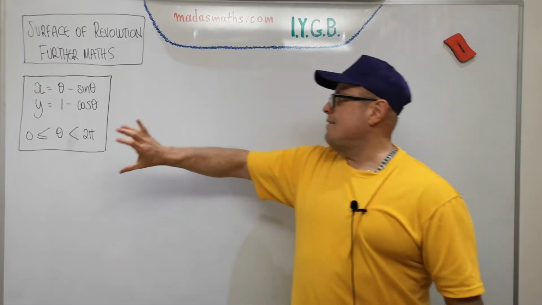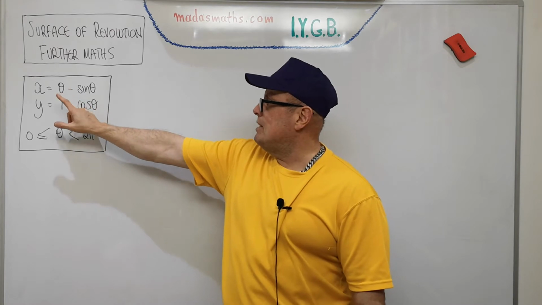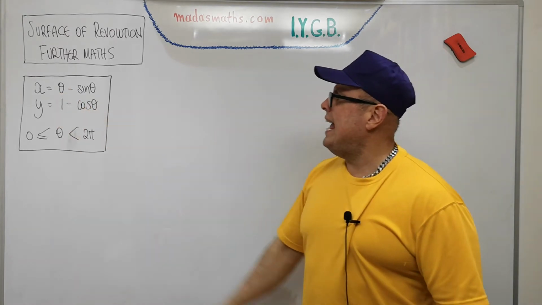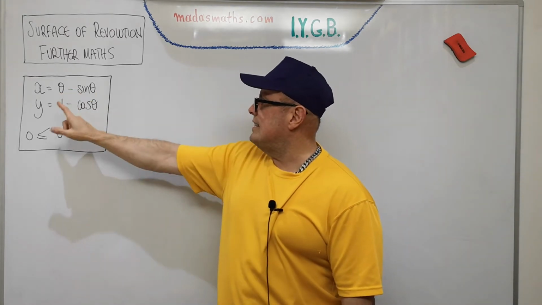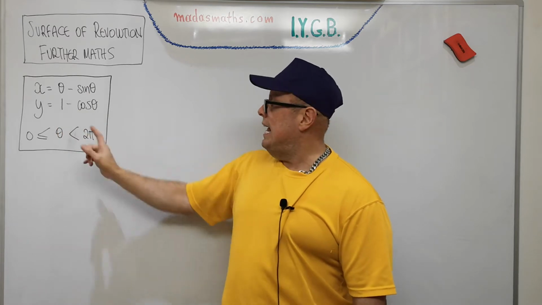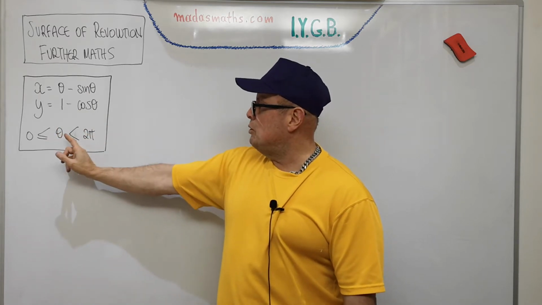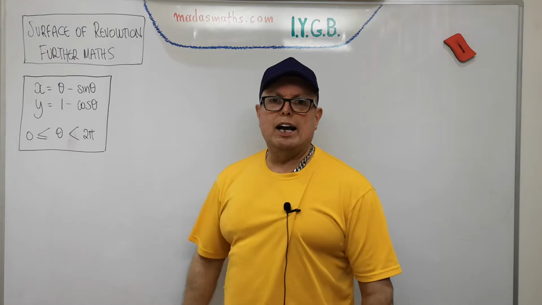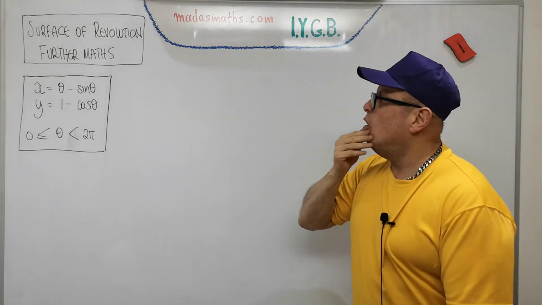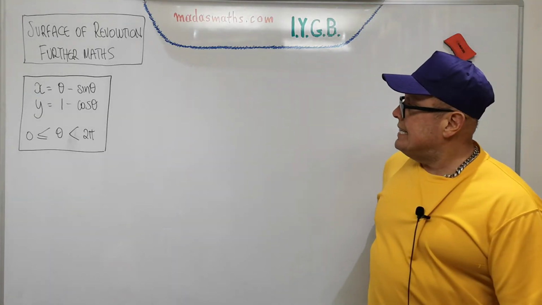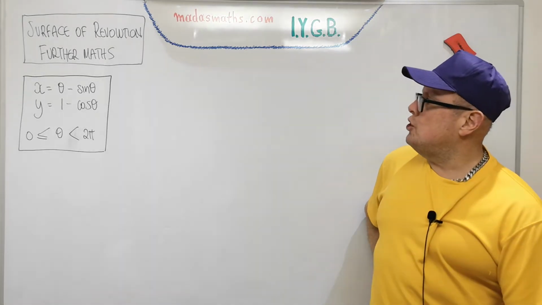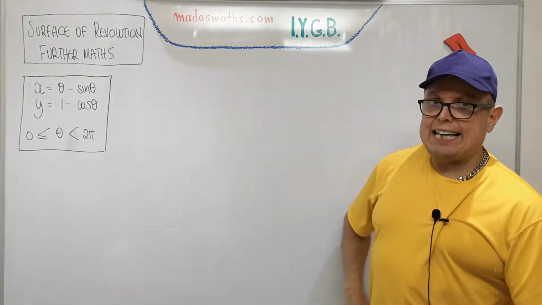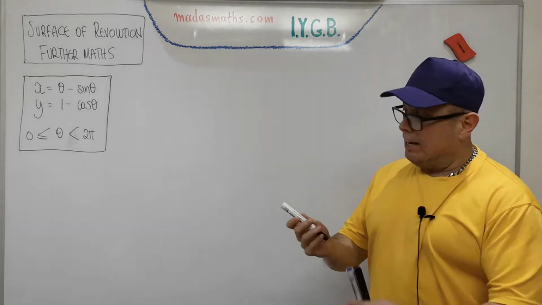Okay, we're going to have it in parametric, so we're having a parametric equation, a cycloid of some sort. X is equal to theta minus sine theta, and y is 1 minus cos theta, and the curve is defined between 0 and 2 pi, so probably just one cycle of the cycloid, and we're going to do the surface of revolution about the x-axis and get the answer in exact form.